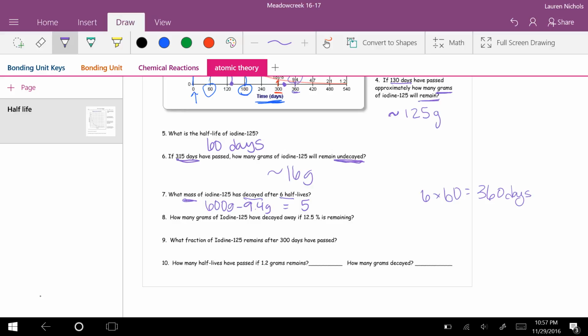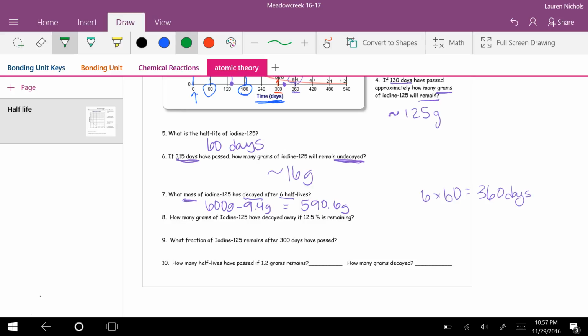600 minus 9.4 is going to give me 590.6 grams. So I now have my mass of how much has already decayed. Let's look at problem number 8.